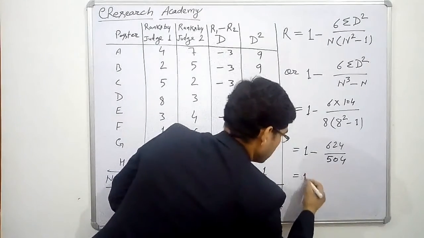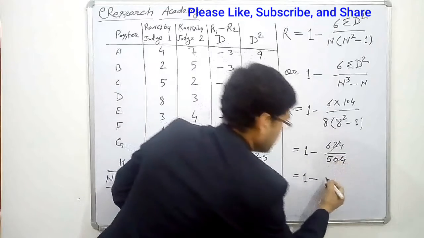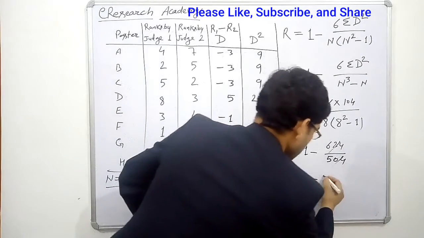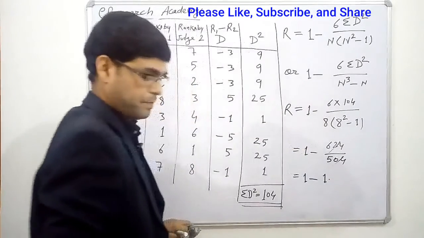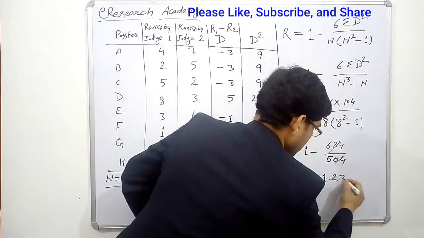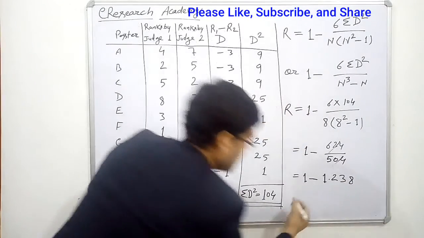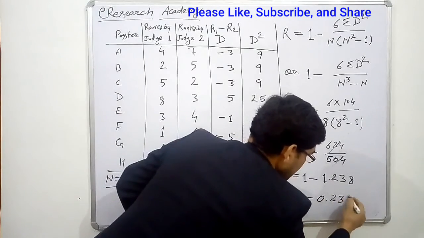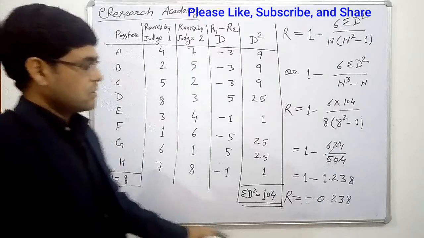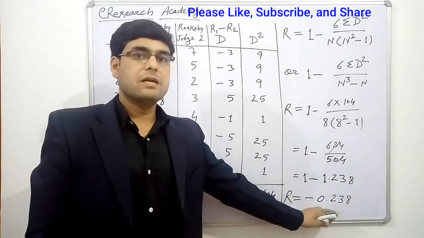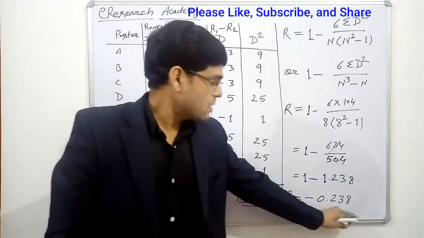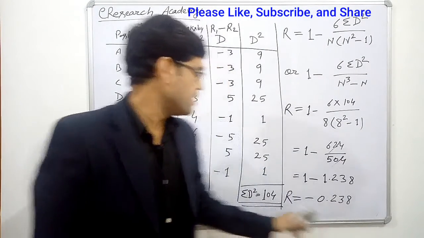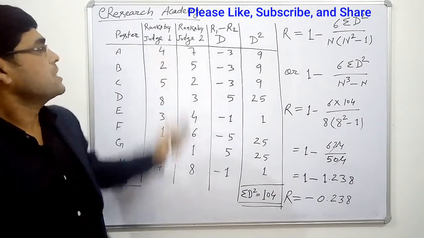Now 1 minus this gives 1.238, so our correlation value becomes minus 0.238. This is our answer by Spearman's rank correlation. This is a very low degree of negative correlation between the ranks or judgments of the two judges.